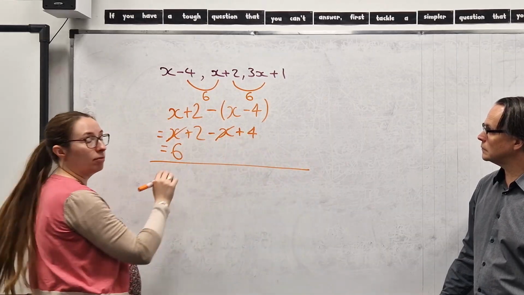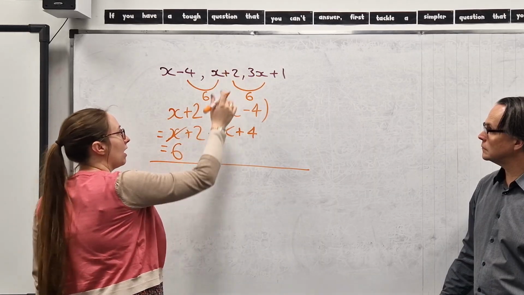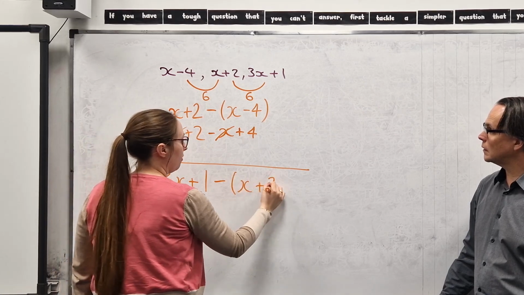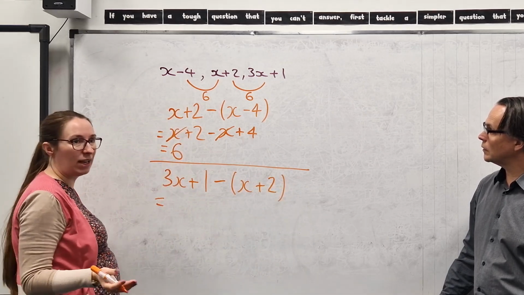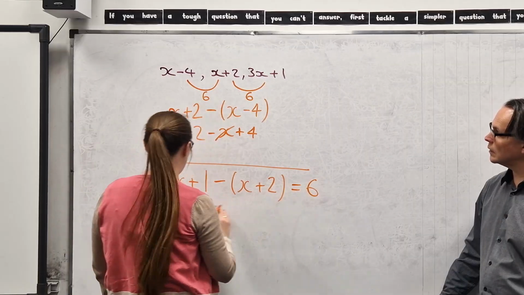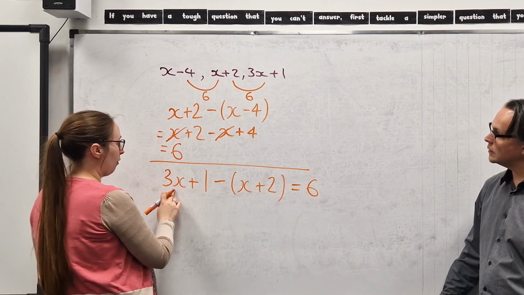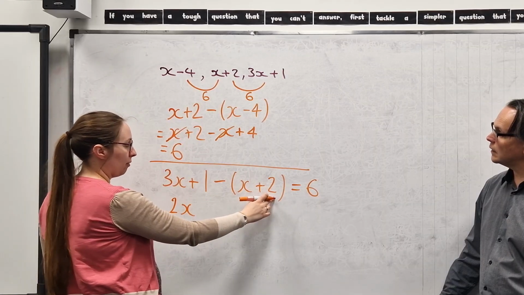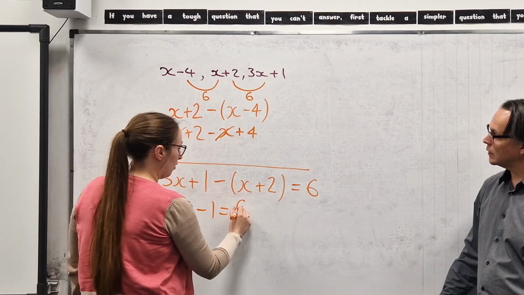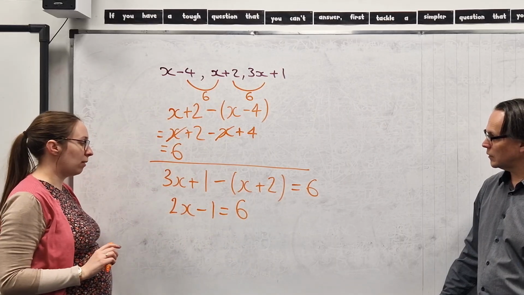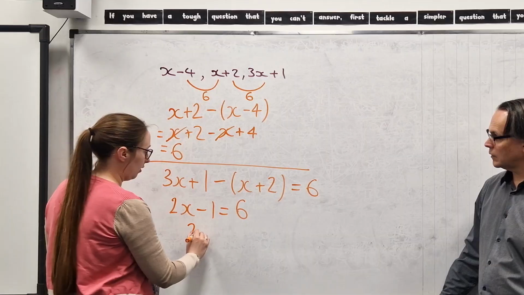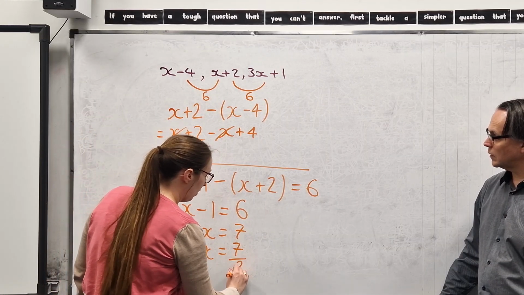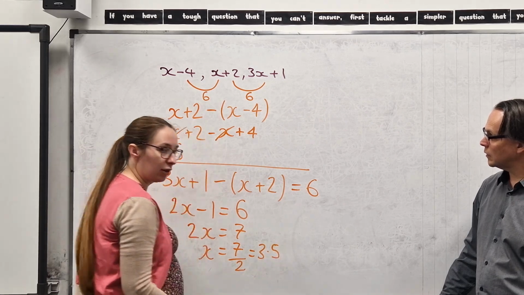So now I'm going to try and find what x is. Here, I've got 3x plus 1, take away x plus 2, and we know that this is going to equal 6 as well. So we've got 3x minus x, which is 2x, and then 1 minus 2, which gives me minus 1. So now we've got a linear equation to solve, so I'm going to add 1 to both sides. So 2x equals 7, so x equals 7 over 2, which equals 3.5, dependent on your preference of fractions.